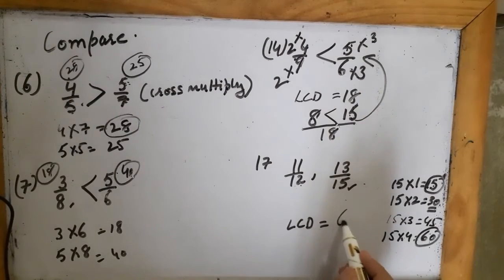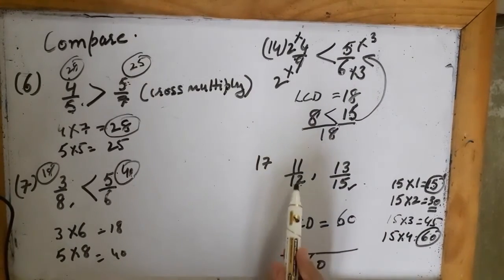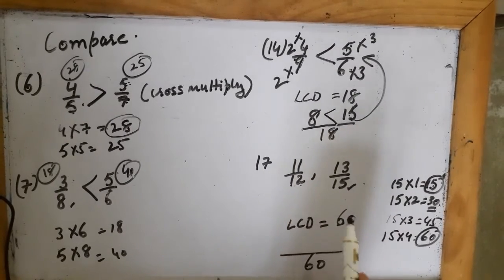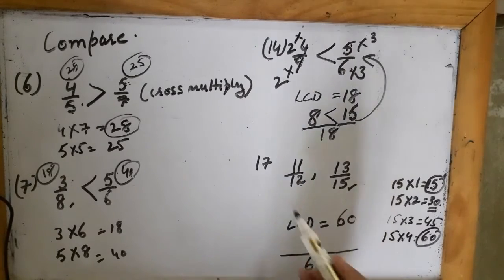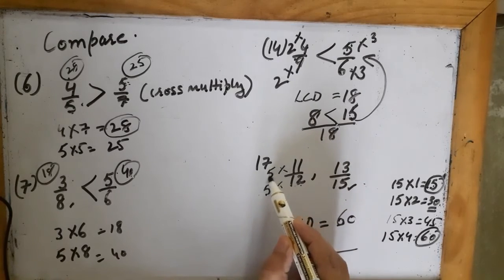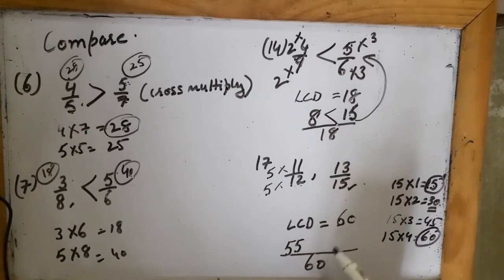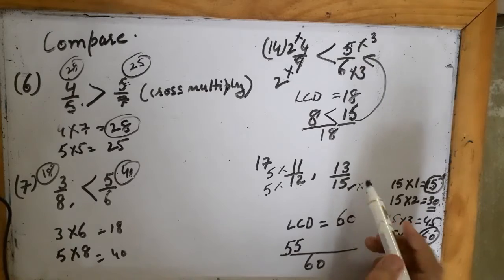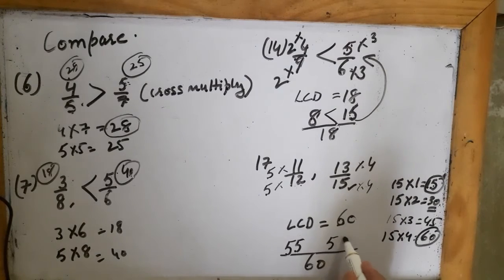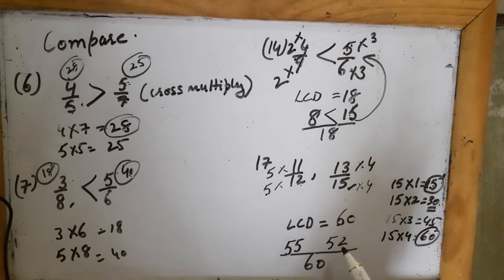So both of them will have the denominator 60. Now I have to change the numerators also so that they become equivalent fractions. So now 12, how can 12 become 60? By multiplying with 5. 12 5s are 60. It means the numerator also I'll multiply with 5. 11 5s are 55. Now how will this 15 become 60? 15 fours are 60. So it means 13 also I multiply with 4. 13 fours is 52. So this numerator has become 55 and this numerator has become 52.